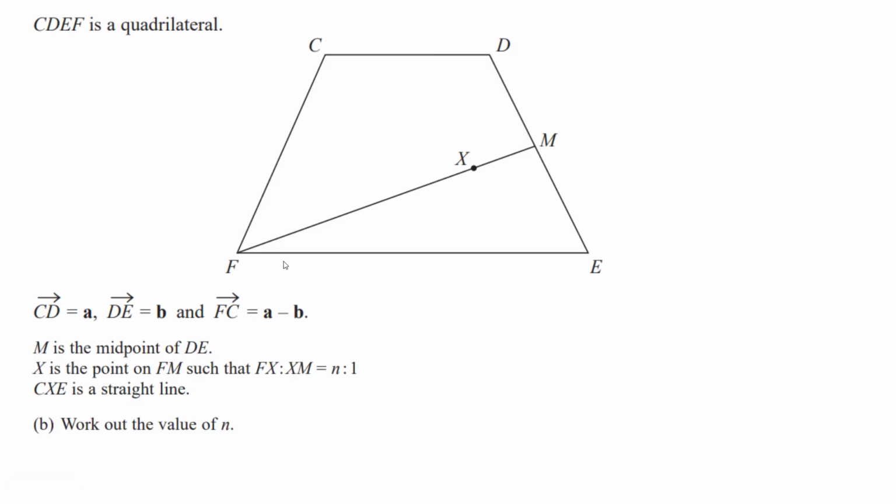M is the midpoint of DE, okay. X is the point on FM such that FX to XM is in the ratio N to 1. CXC is a straight line. Okay, so just put in this information.